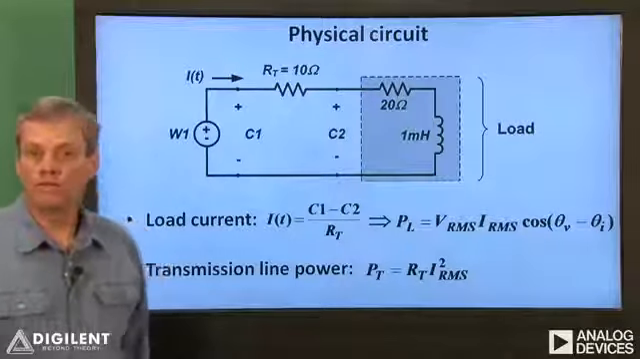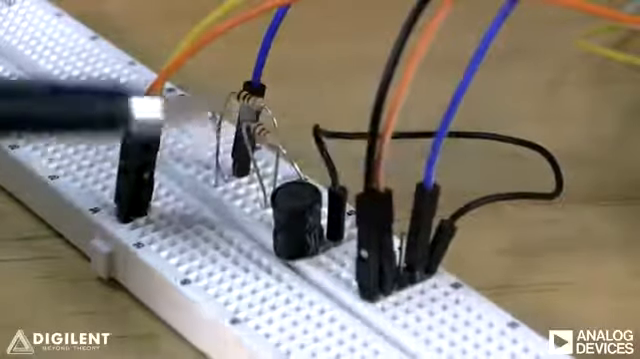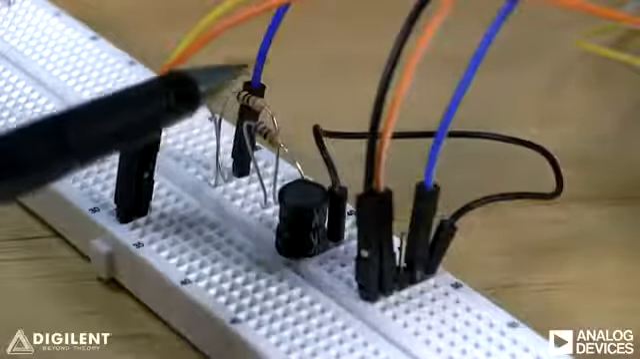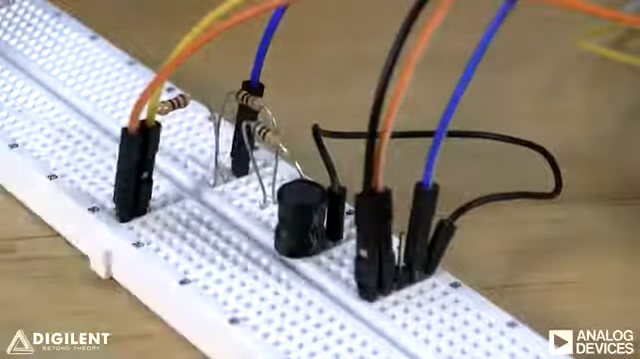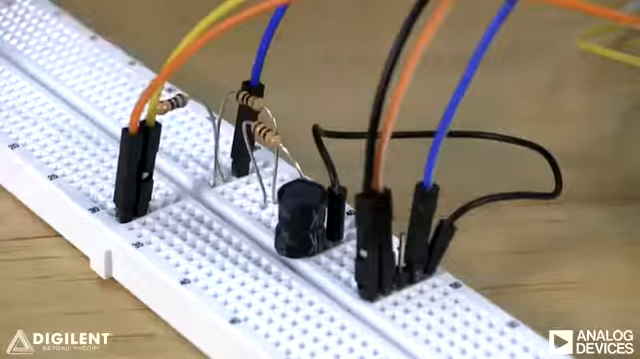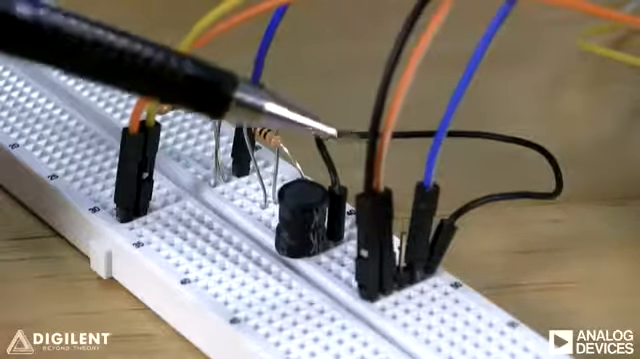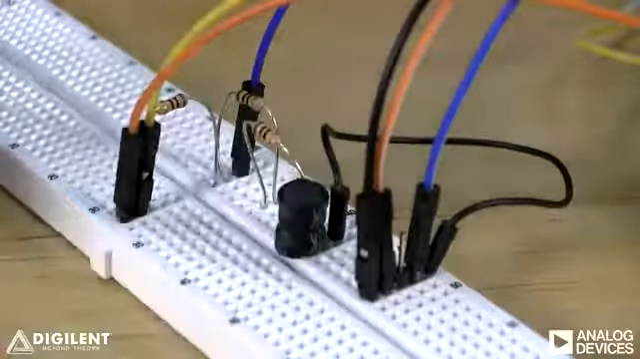Now let's look at the physical circuit and make some measurements. Here's our physical circuit. This is our 1 millihenry inductor and our 20 ohm resistor composed of two 10 ohm resistors in series that constitutes our load. This 10 ohm resistor is our transmission line. We're applying power with channel 1 of the waveform generator. Ground is here, and I've jumpered ground to the terminal of the inductor to here.